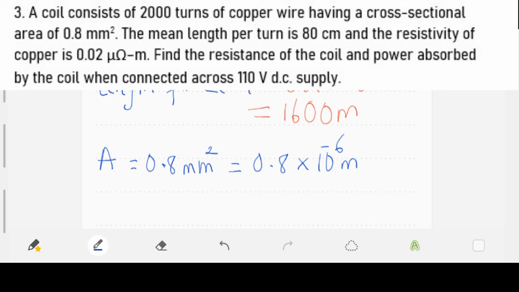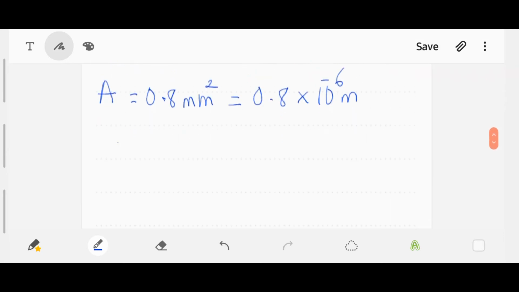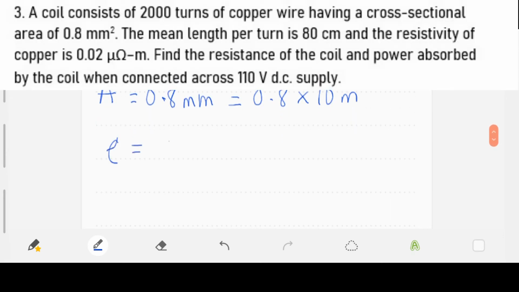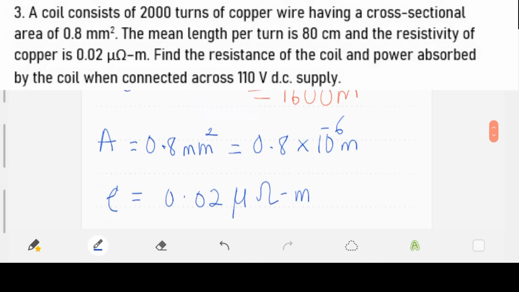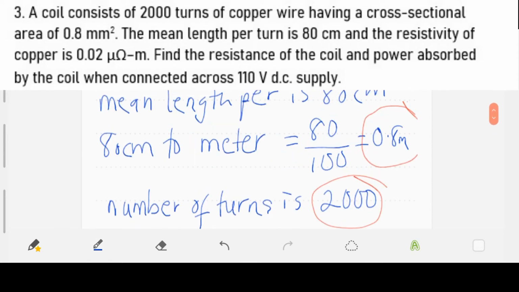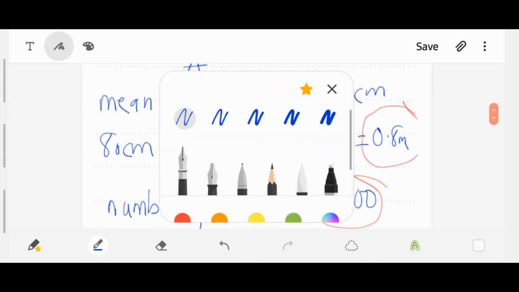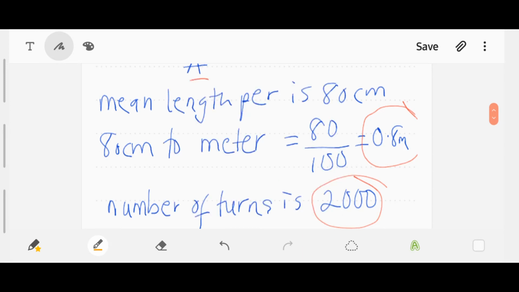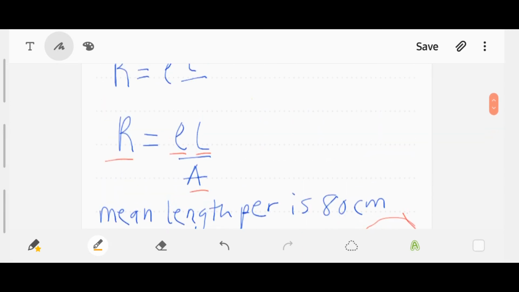So now the next thing for us to find is our resistivity, which is rho. From our question, they told us that copper resistivity is 0.02 micro ohm meter. So now all we just need to do is to substitute all the parameters which we derived into this formula.